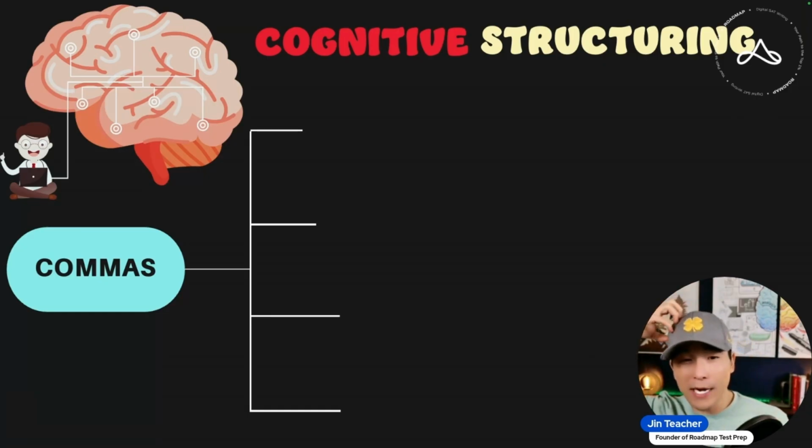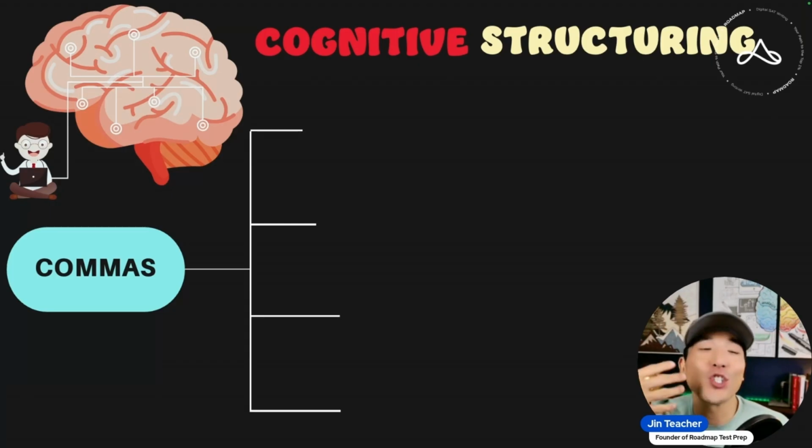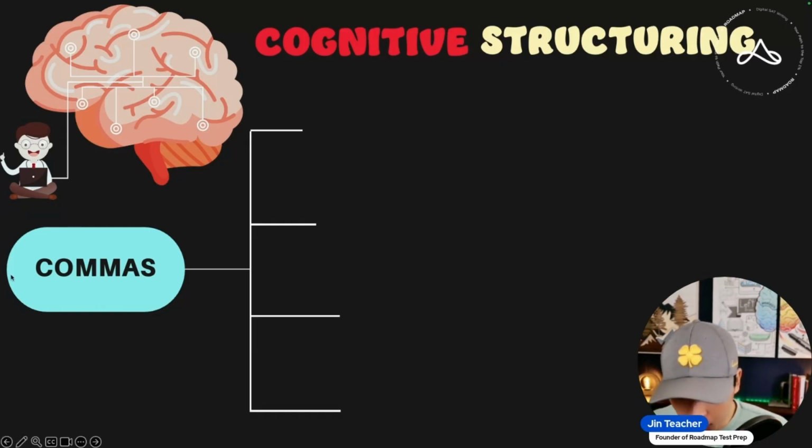So you have your brain right over here, and you can kind of think about different parts of your brain. This part of your brain, you're thinking about these types of comma rules. This part of your brain, you're thinking about these types of comma rules, right? That's you structuring information cognitively. Cognitive just means your thinking or your thought process, and structure just means to kind of organize or to build. So you want to create this cognitive structure to learn commas from. Okay, now what does that mean? What does that look like?